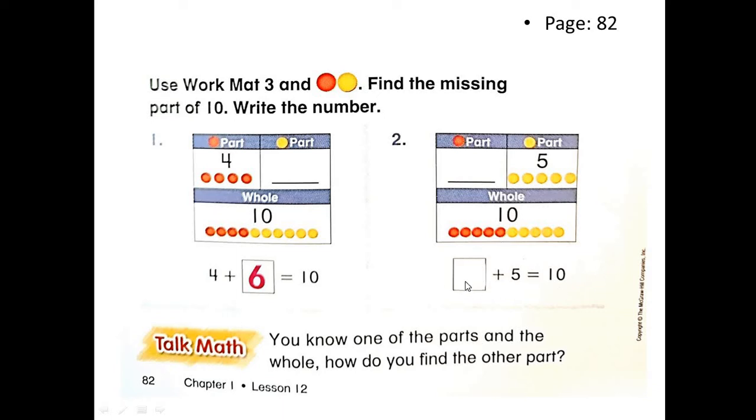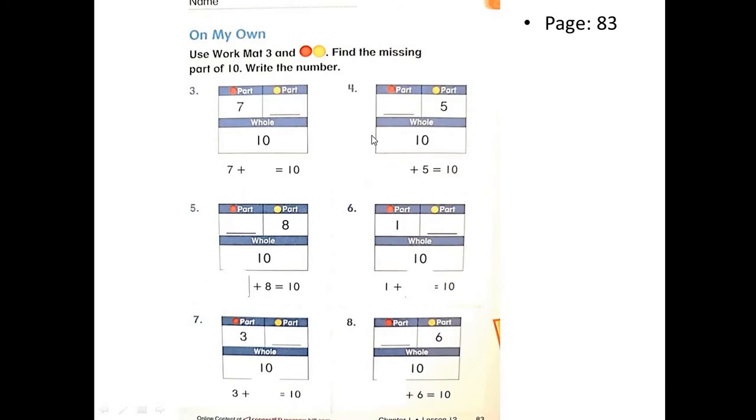And the addition sentence should be like this. 5 plus 5 equals 10. It's very easy, grade 2, right? Grade 1, I mean. Okay, let's see the next exercise.